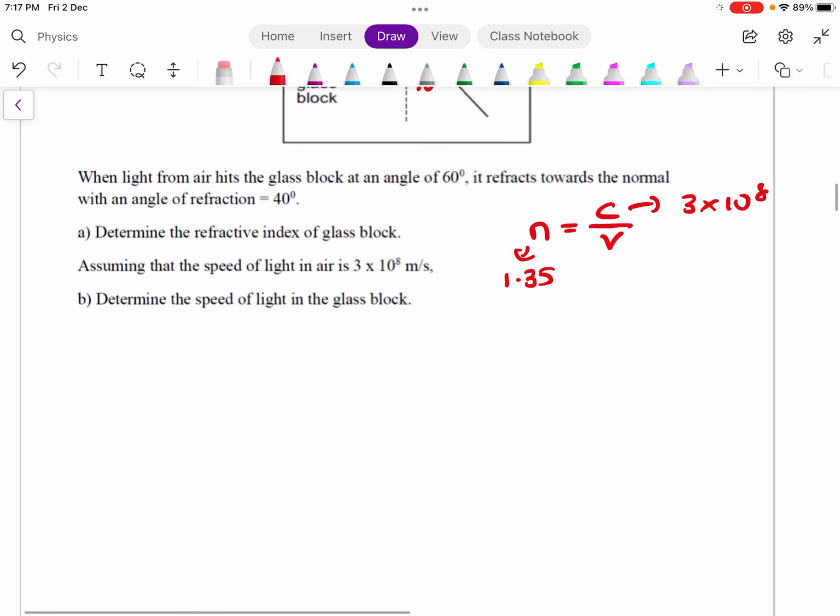So next, let's calculate the speed of light in the glass block. So 3 times 10 to the power of 8 divided by 1.35. So we should get roughly 2.22 multiplied by 10 to the power of 8 meters per second. So that is the speed of light in the glass block. Okay, so that's for case number 1.